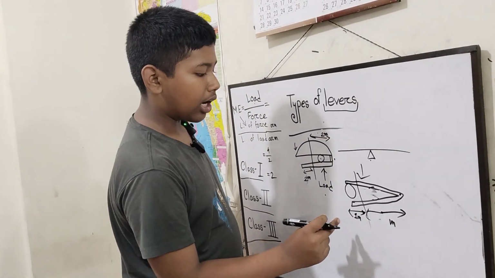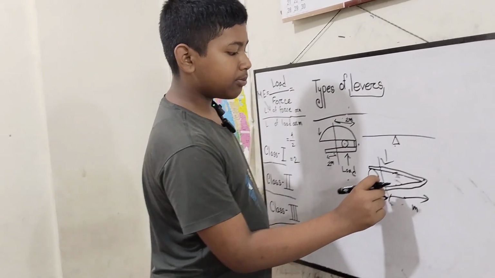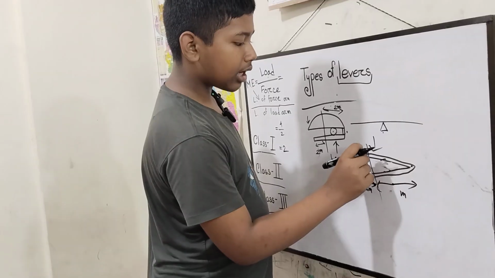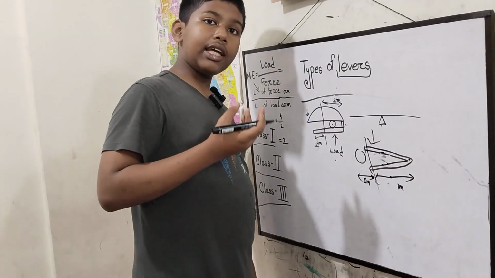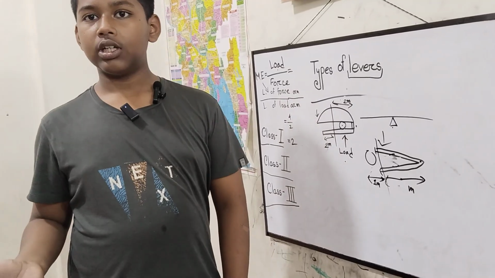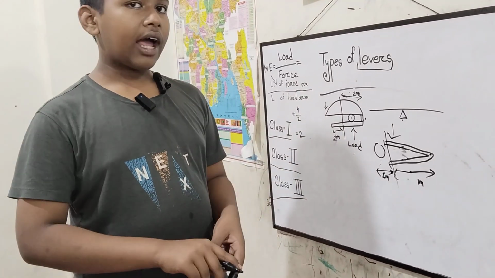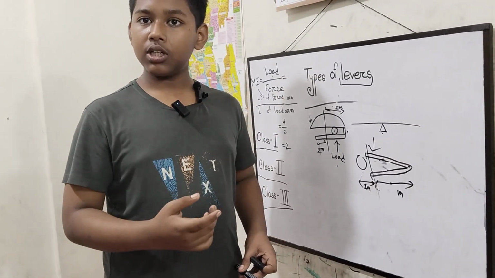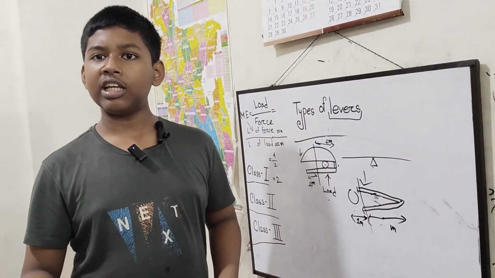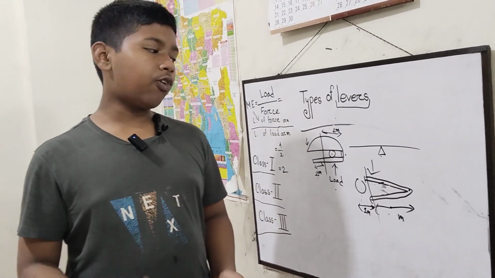But how to decrease load arm? If you decrease it more to the force arm, let's say it is here, then you have to use less force. You can try it at home. You can get a pincer and hold your forearm almost close to the tip and use it. You will see that it is very easy and you'll use less force.